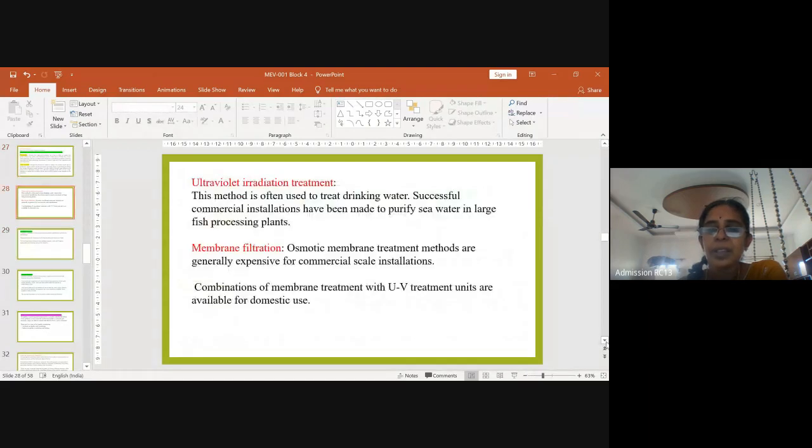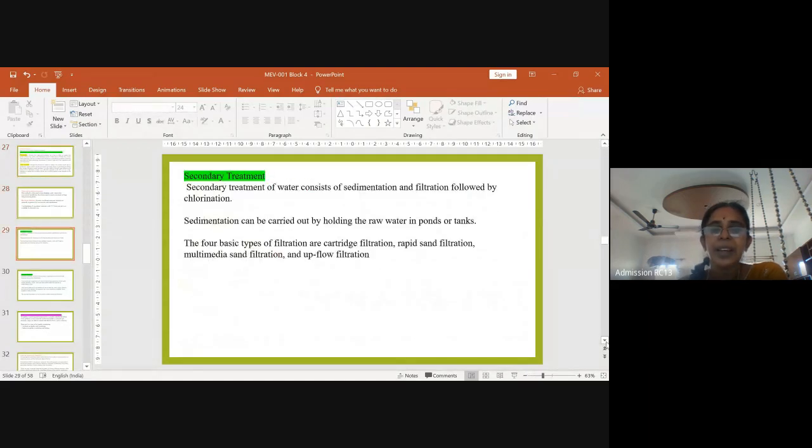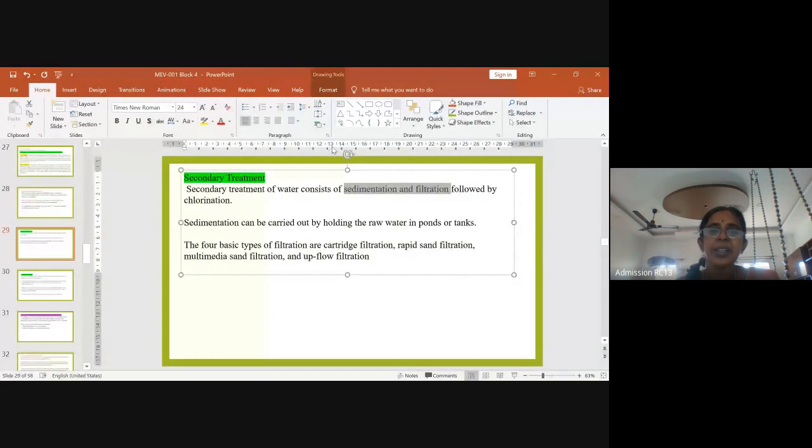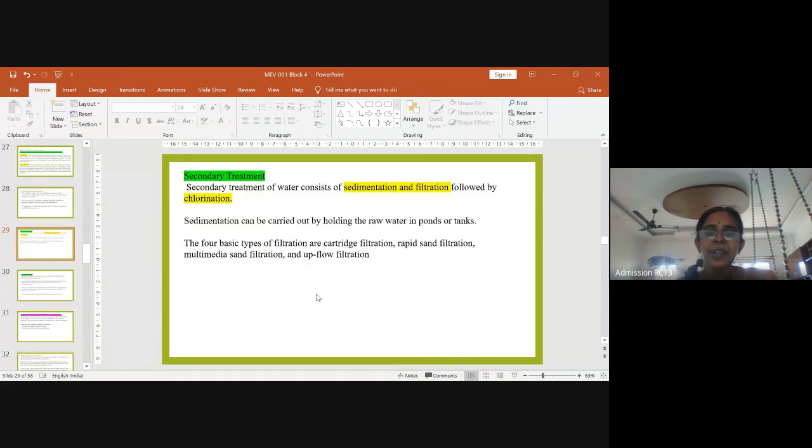So next one is the secondary treatment. The secondary treatment of water mainly consists of sedimentation and filtration, which is followed by chlorination. Sedimentation can be carried out by holding the water in ponds or tanks. And for filtration, you have different types of filters like cartridge filters, rapid sand filtration, multimedia sand filtration, upflow filtration, etc. And finally, the water is treated with chlorine in order to disinfect.